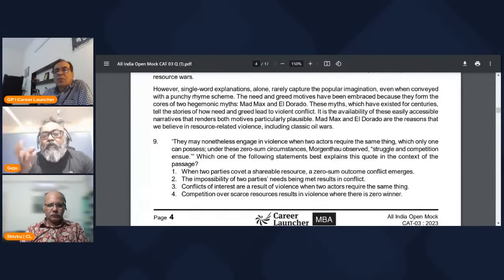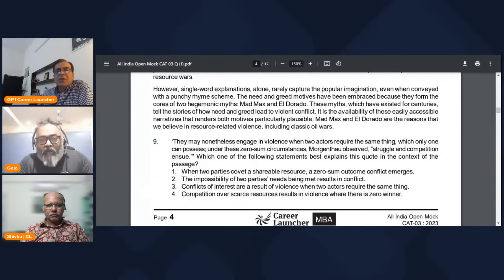Morgenthau observed struggles and competition ensue. So basically this particular sentence says, if you just interpret that sentence, I don't have to read the passage. That sentence says that when there is a resource which only one person can take, conflict happens. And everybody marked answer choice, the majority marked answer choice number 1. And answer choice number 1 said when two parties covet a shareable resource.